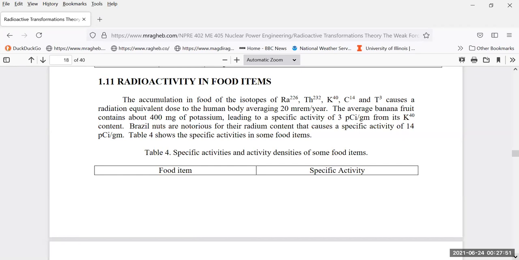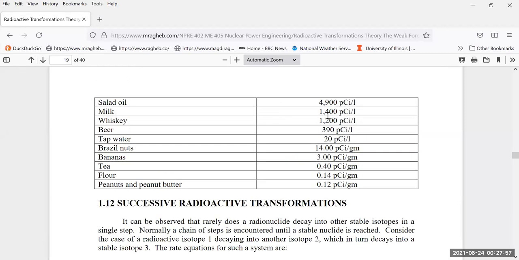So let's look, for instance, in the food supply. If you drink milk, you get per liter of milk that you drink, 1400 picocuries. Pico is a unit that is 10 to the minus 12, a very small amount of radioactivity. Nevertheless, there is radioactivity in milk. Even if you use tap water, it is not 1400 picocuries. The more solids you have in a liquid, the more the radioactivity that is in it.